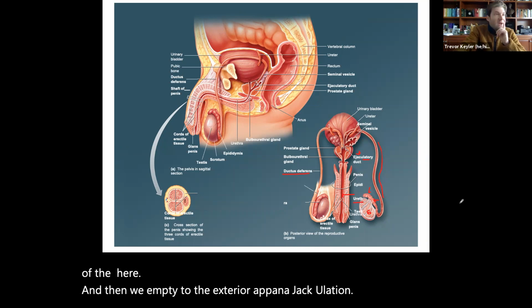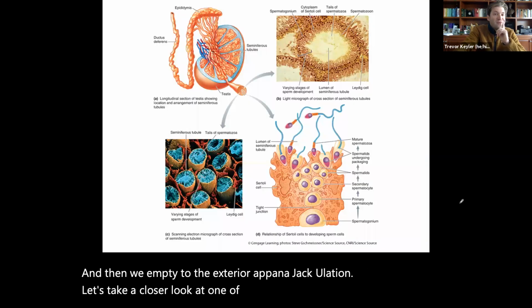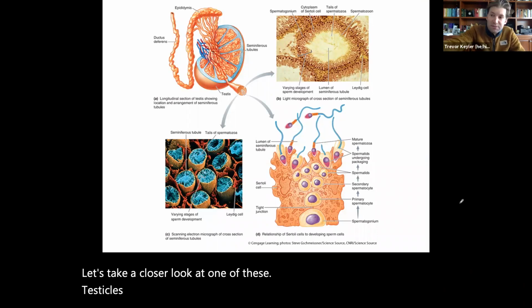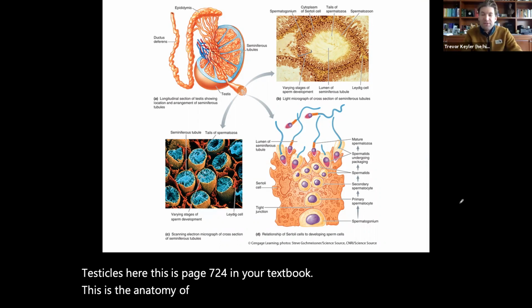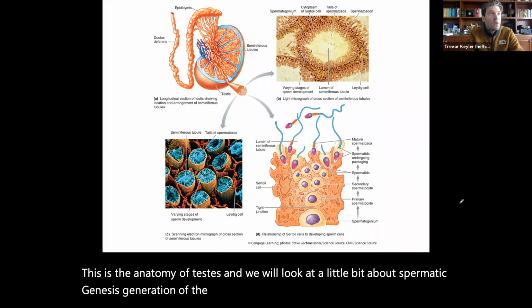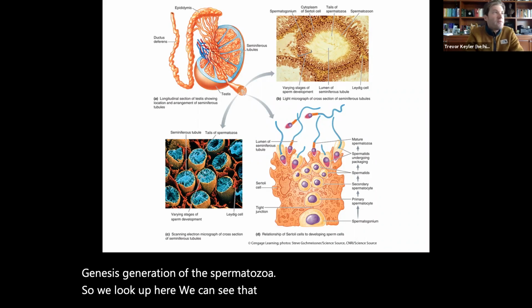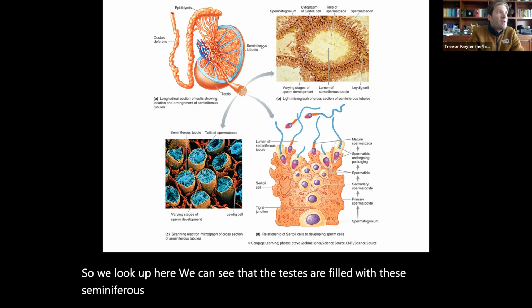Let's take a closer look at one of these testicles here. This is page 724 in your textbook. This is the anatomy of the testes, and we'll look at a little bit about spermatogenesis, generation of the spermatozoa. So we look up here, we can see that the testes are filled with these seminiferous tubules, right? So they're all convoluted and on top of each other within there.